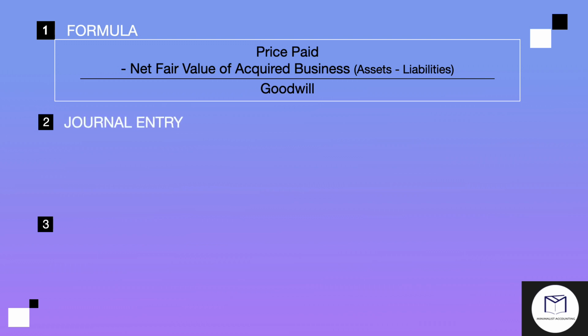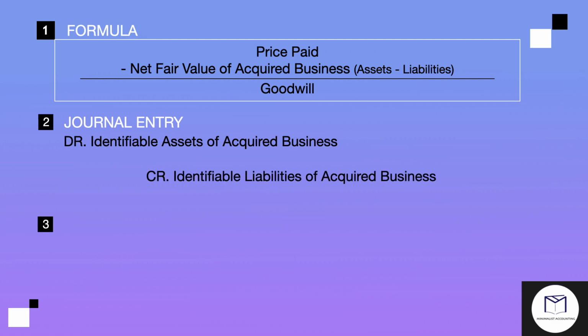For the journal entry, since we acquired this new business, their assets and liabilities are now ours, and we would show that increase on our books by debiting all the identifiable assets of the acquired business and crediting all the identifiable liabilities of the acquired business. Assuming we paid in cash, we would show this decrease as a credit to the cash account. And finally, the difference would be shown as a debit or an increase to our goodwill intangible asset.